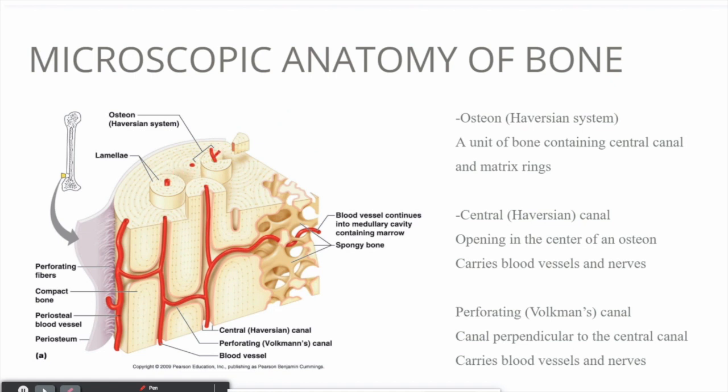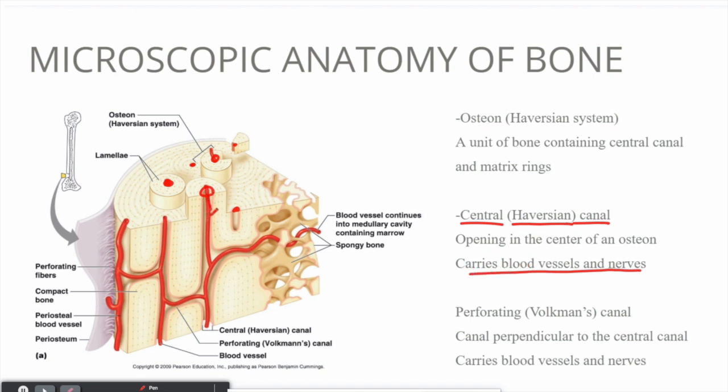In the very center, there's a hole, and you can see here the arteries, these little arterioles, coming out of these center holes. These center holes are called Haversian canals or central canals. I like to call them Haversian canals. They're an opening in the center of the osteon that's going to have a blood vessel and a nerve that goes through them.